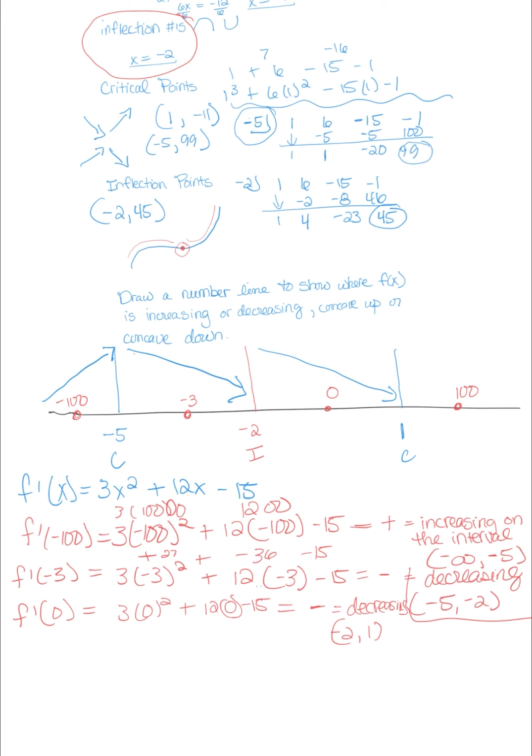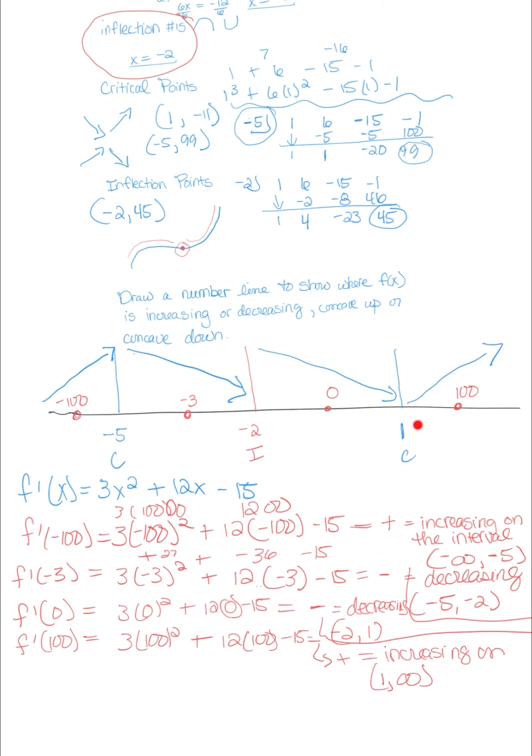Okay, so then we have our last test value. This is going to be f prime of 100. We have 3 times 100 squared, which we now know is 10,000, plus 12 times 100 minus 15. So this is going to be a really big positive number. So it's positive, and therefore we are increasing on the interval 1 to infinity. Now you see we changed direction again, and that's because we passed a critical number.